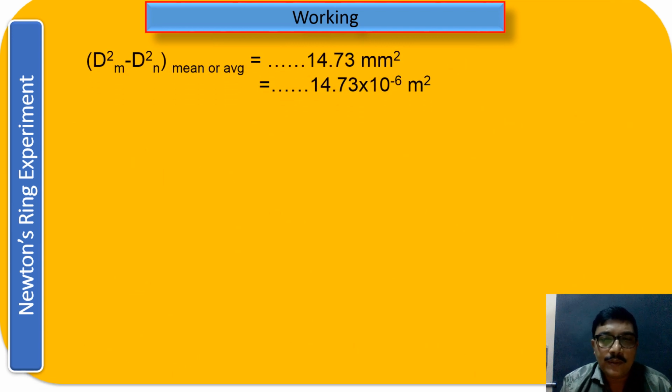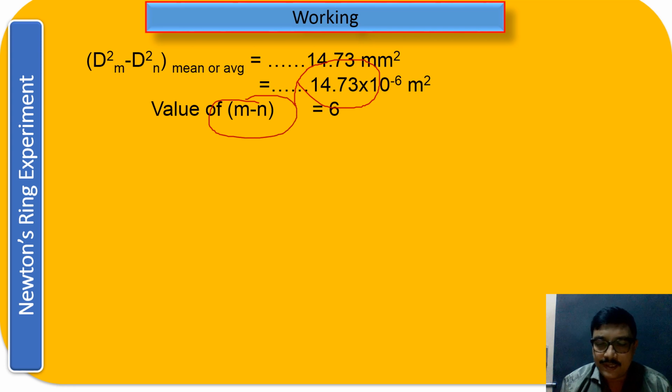Okay, right, now you see here the average value of d square m minus d square n from the table is 14.73 mm square, that is 14.73 times 10 power minus 6 meter square, right? So what is the ring number difference? The difference m minus n is around 6, right?